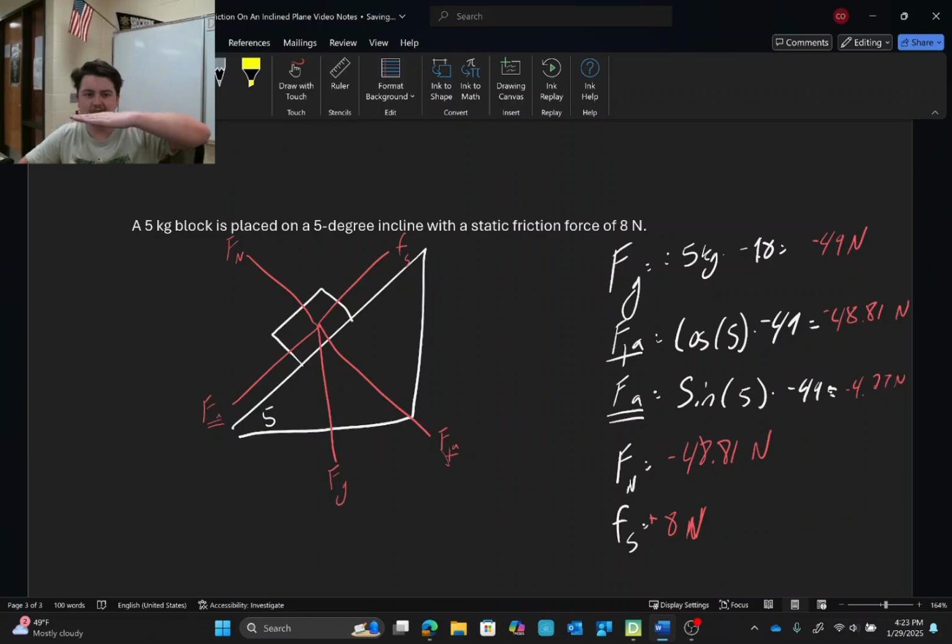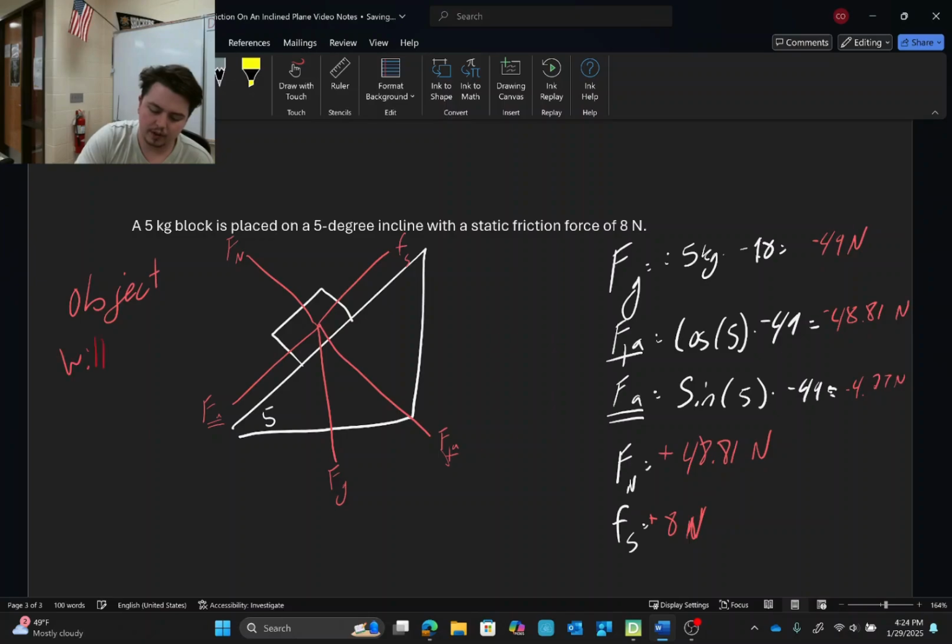Because 5 degrees is really not much, our perpendicular force is going to be pretty close to negative 49, so it's negative 48.81, which gives our normal force a value of positive 48.81. You just can't win, can you? Our parallel force is going to be negative 4.27 newtons, which, for the first time ever, is less than our static force. So this object will remain still.